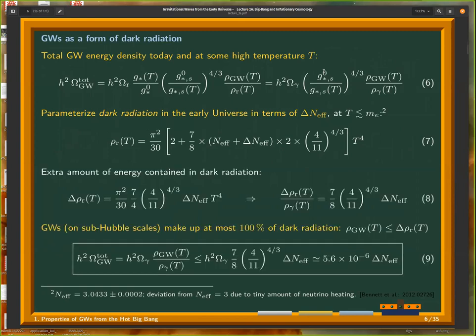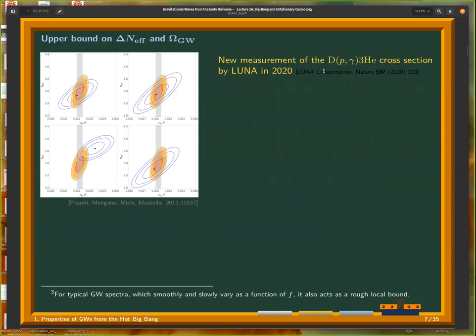All right. So let me provide you with a couple of numbers. So what are the most recent constraints on delta N effective? And yeah, for this, it's quite interesting to note that just last year, the Lunar Collaboration has performed a new measurement of an important nuclear cross-section that is relevant for primordial nuclear synthesis. So Lunar has measured precisely the cross-section for this process of deuterium going to helium-3. And previously, this nuclear cross-section had been the most uncertain nuclear physics input for BBN analyses.